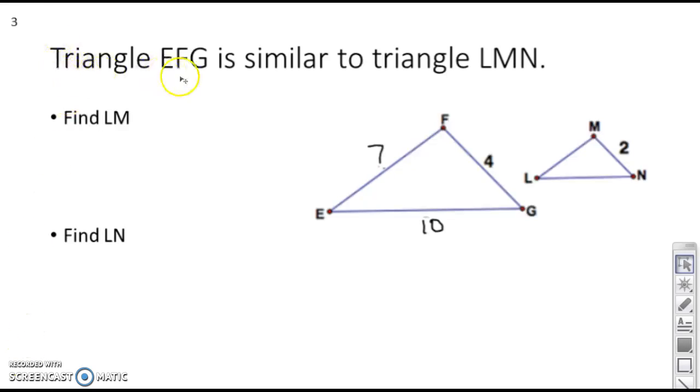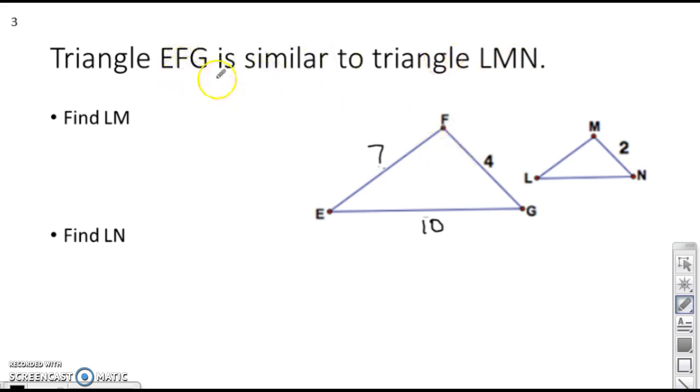So this one says triangle EFG is similar to triangle LMN, and we want to find the length of the two missing sides over here. Okay, so we know a lot of information. First of all, we can tell which sides correspond by looking at what it says. It says that EFG is similar to LMN.